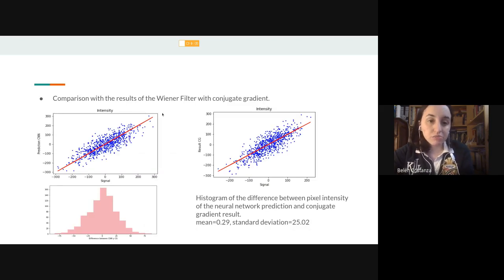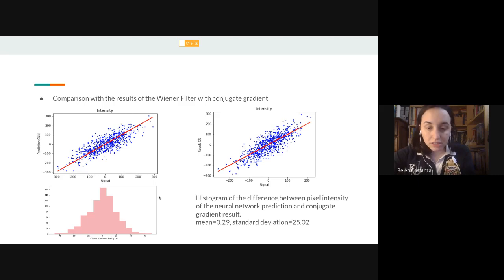Then we made a comparison with the result of making the Wiener filter with the conjugate gradient method, which I say is a bottleneck. So we made a plot of pixel intensity. On the abscissa axis is the pixel intensity of the signal, and on the vertical axis is the pixel intensity of the prediction of the neural network. And we did the same for the result of making the Wiener filter with the conjugate gradient method. And we found that both plots have the behavior of a straight line.